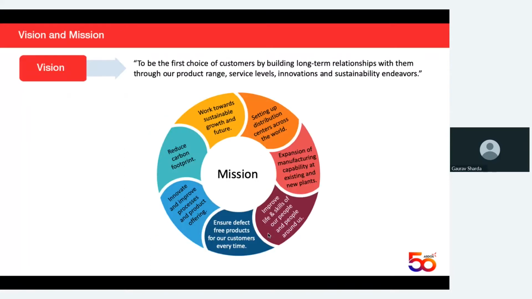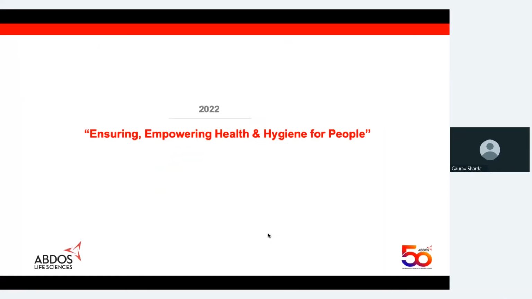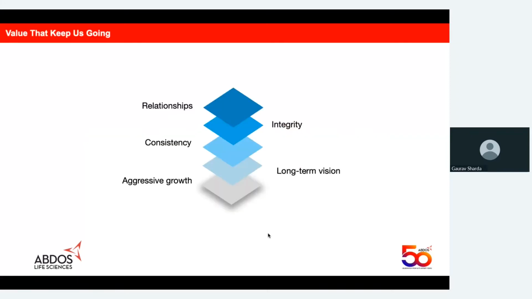Abdos' vision is to be the first choice of customers by building long-term relationships with them through our product range, service levels, innovations, and sustainability endeavors. The missions which we have mentioned here align with our vision. In 2022, Abdos wants to touch the lives of people by empowering health and hygiene across the world. So our long-term vision is to grow aggressively, consistently, and maintain integrity while building long-term relationships.